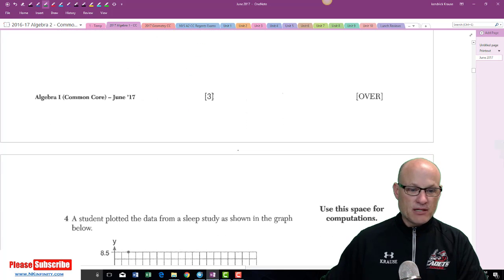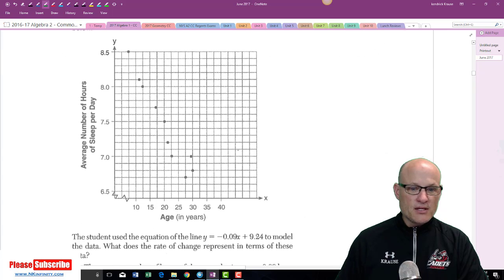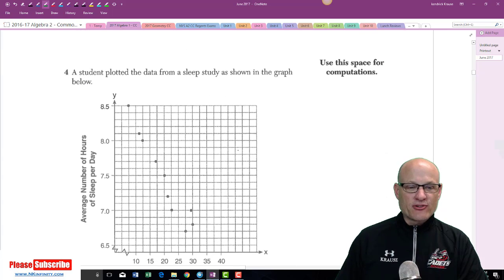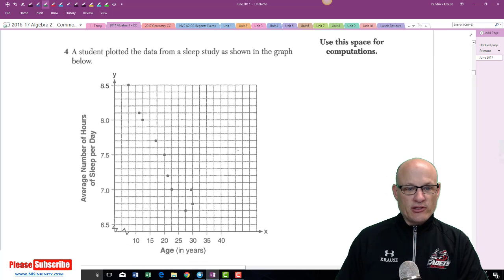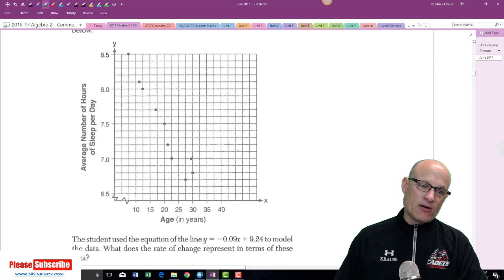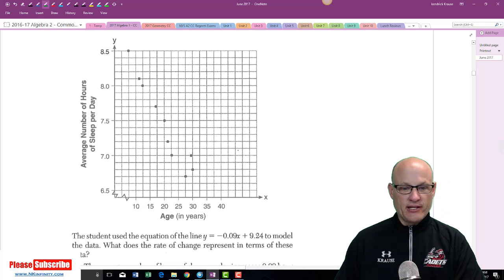That was question 3. So it looks like we got a scatter plot on a sleep study: average number of hours of sleep per day by age. Wow. When you're young, it looks like you get a lot of hours. And when you're my age, my age is well over here somewhere, you don't get as much.